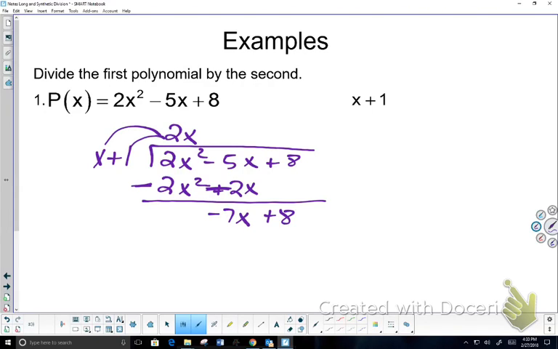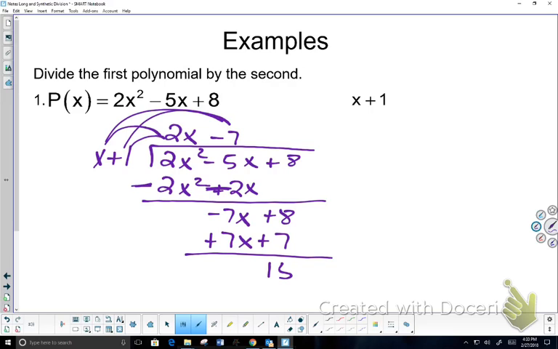So now we start over with that same process. We're going to automatically write negative 7x. What times x is negative 7x? Negative 7 times x is negative 7x. Negative 7 times 1 is negative 7. Draw the line, change the signs. My x's will go away, and I end up with 15. So we would have a remainder of 15, and our quotient is 2x minus 7, remainder 15.